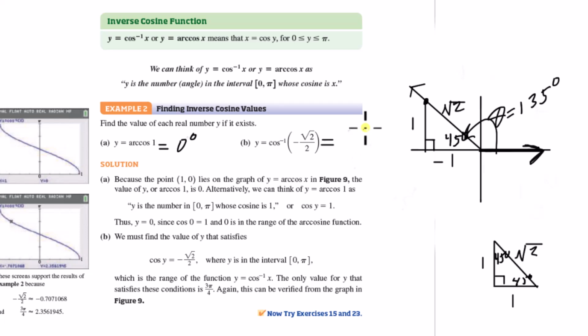So this is going to be 135 degrees, or I guess they'd want it in radians. You could do it at any angle unit you want, but I'll put it in radians for now. So 3 pi over 4. That's 135 degrees in radians. Okay, so that is the only answer to this question, the inverse cosine of minus root 2 over 2.